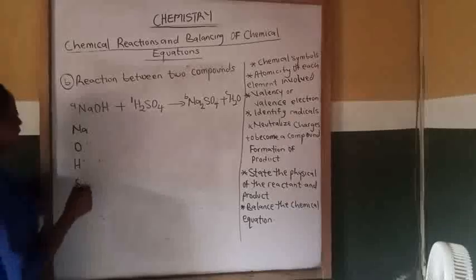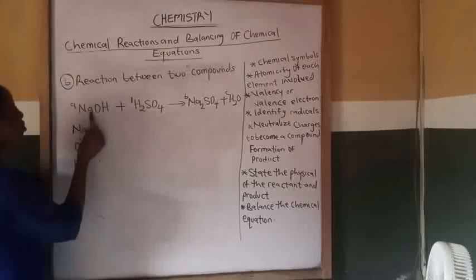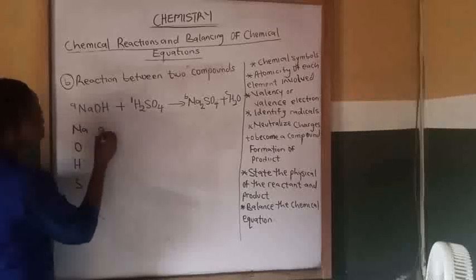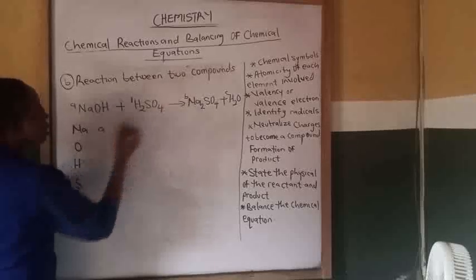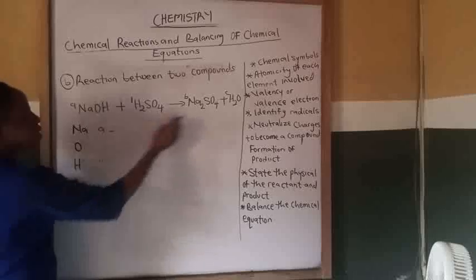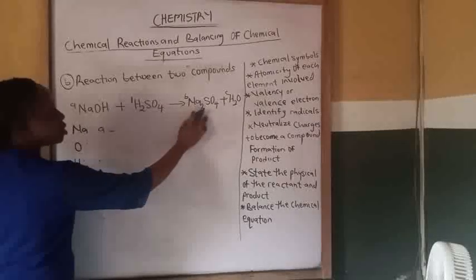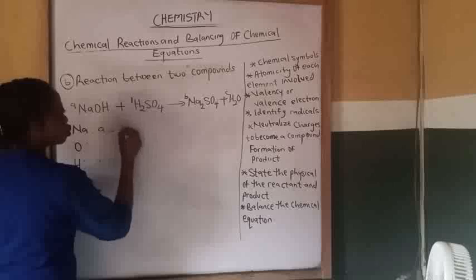So add them together now. Sodium: how many sodium at this side? 1. 1 times A, that is A. Then there's no sodium here. The arrow will change to equal to. Then how many sodium at this side? It is 2. 2 times B will give us 2B.